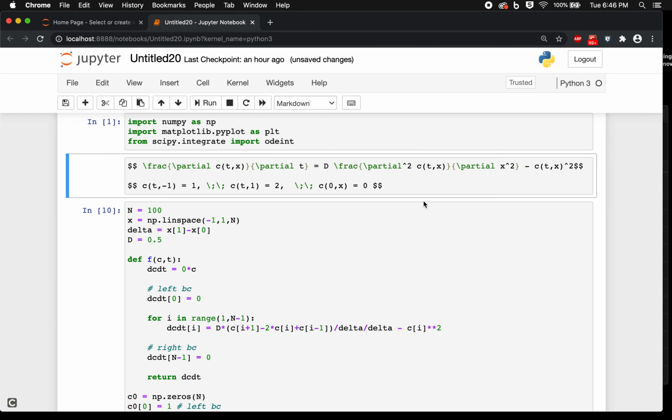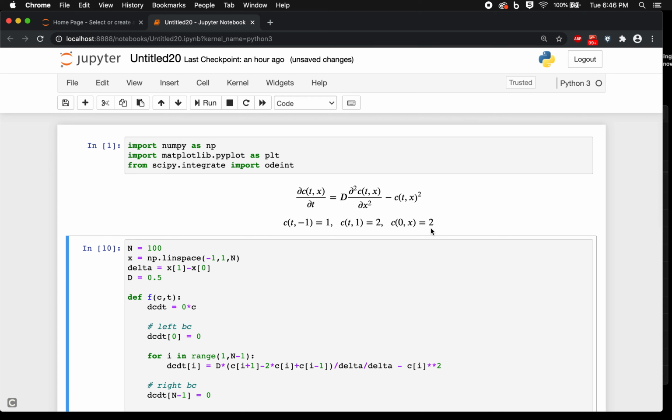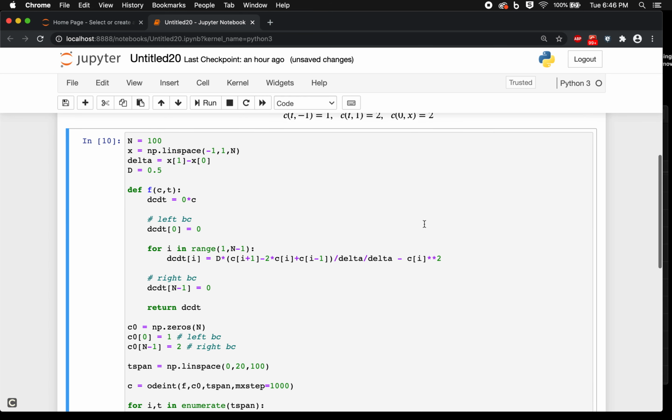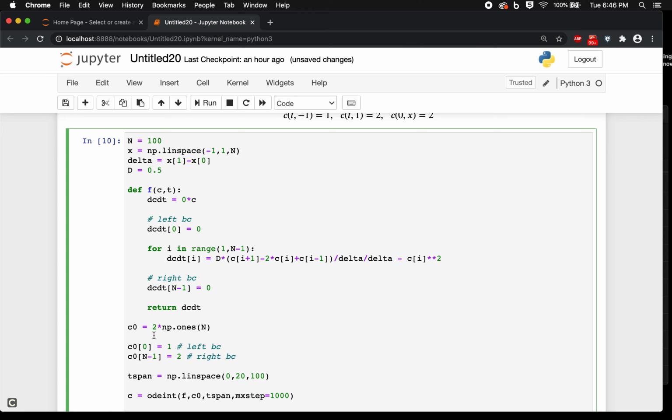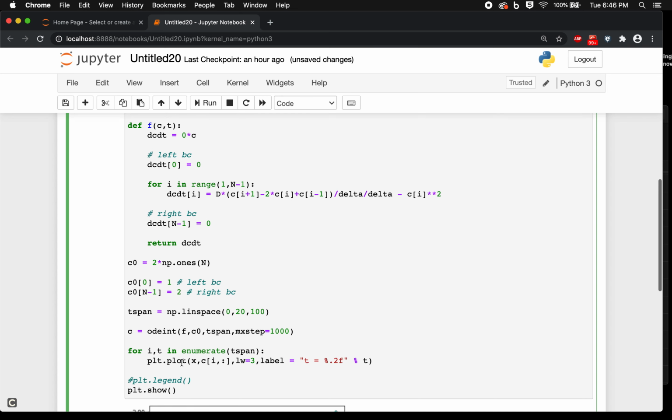If I want to change the initial condition, maybe I want to make it 2 up here, right? So now I have 2 for the initial condition. All I'm going to do is, rather than C naught equal to zeros, I'm going to set it equal to 2 times ones. So I'm going to set it equal to 2 everywhere. And my boundary conditions are still the same: I'm going to fix the left one at 1, the right one at 2.